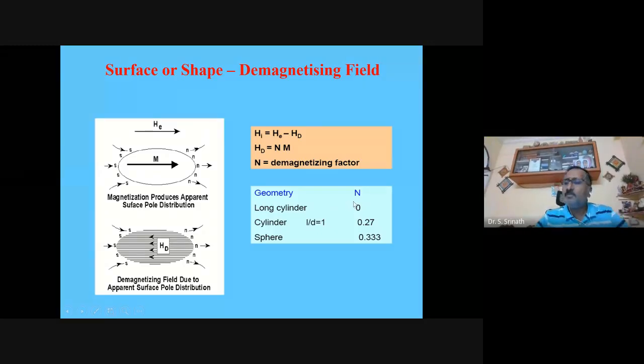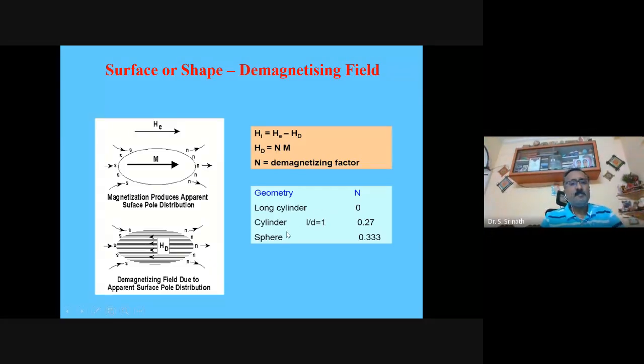So if it is a long cylinder, I am magnetizing the specimen along the axis. But on the other hand, if I am magnetizing perpendicular to that, then you see that more induced poles will be there. For example, if you take the L to D ratio as 1, then the demagnetizing factor can be 0.27. And if you consider a sphere, which has a larger surface area, the induced poles can be all around. So the demagnetizing field also can be very large.